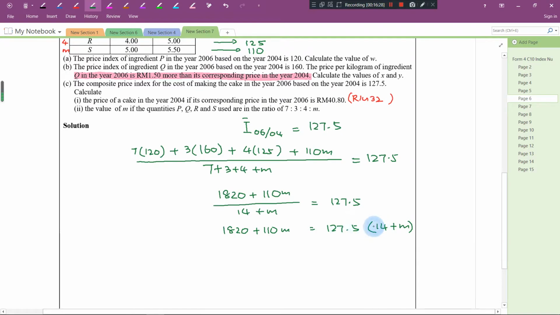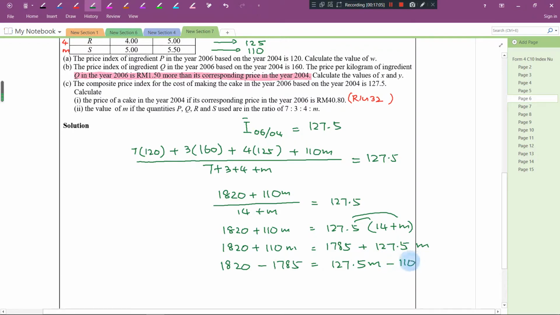Okay, so here I just do some expansion. 127.5 times 14. Okay, 1785, and then this 127.5 m. So next, I just group the m together. I move this whole thing over here and this over here. 1820 minus 1785 is equal to this 127.5 m positive, bringing to the other side, becomes negative 110 m.